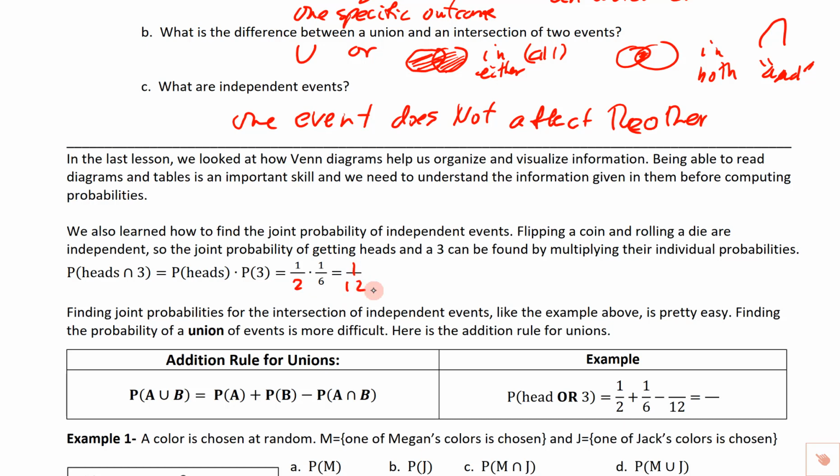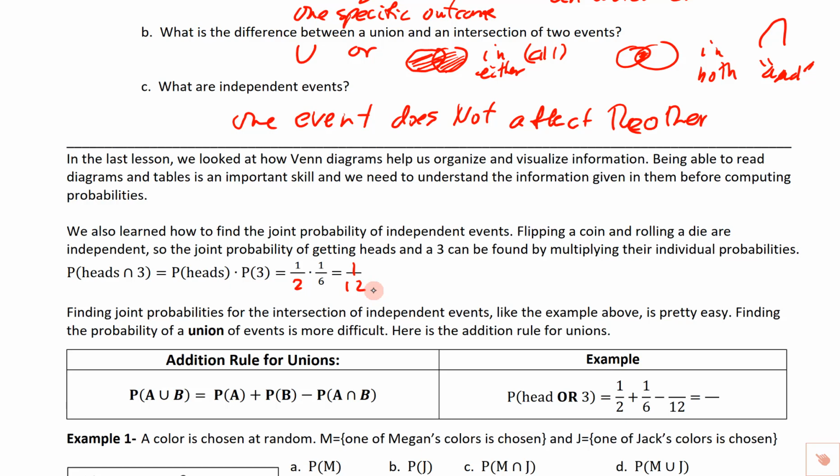Okay, so we're doing 2 completely separate things. They are independent of each other. Okay, and we can use the multiplication rule in order to get that. So that is an intersection. Okay, that is an and, the word that describes that. If we're finding joint probabilities for independent events, those are pretty easy. But if we've got a union, then it's more difficult.